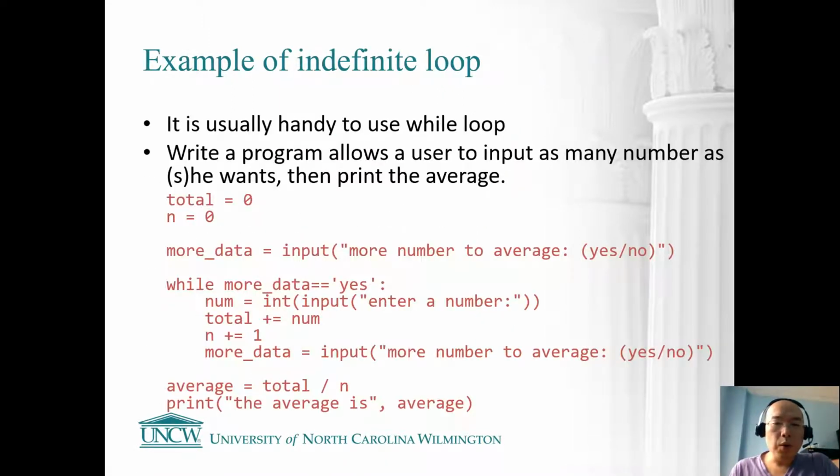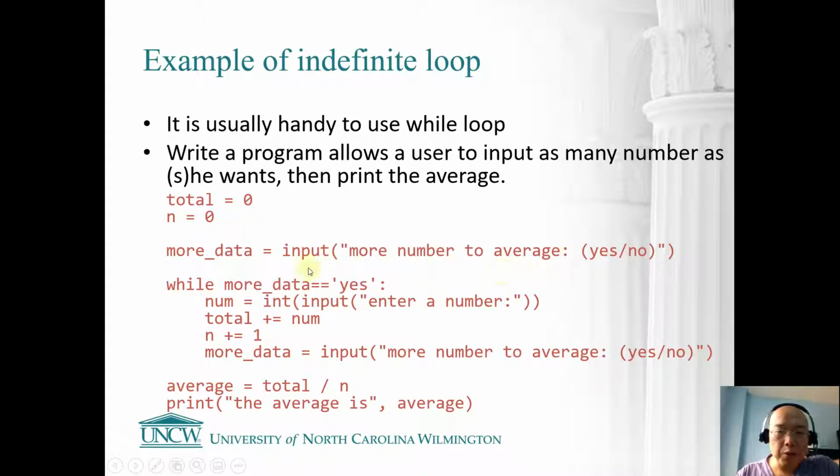So how do I do this part of the code? Before the iteration, I have to initialize two variables. One is the total, the sum of the numbers that the user has already typed. And I also have to keep track of n, how many numbers the user has already given me. Then I start by asking the first question: do you have more numbers?